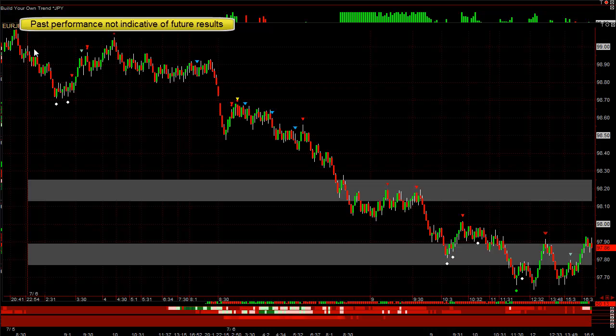And earlier in the day, the yen wasn't as strong as it was after 8:30. You got a bunch of sell signals right here that, you know, the market fell a little bit. This one here found a really nice 40 pip drop. This one here is pretty much a break even. This one here fell 20 pips.